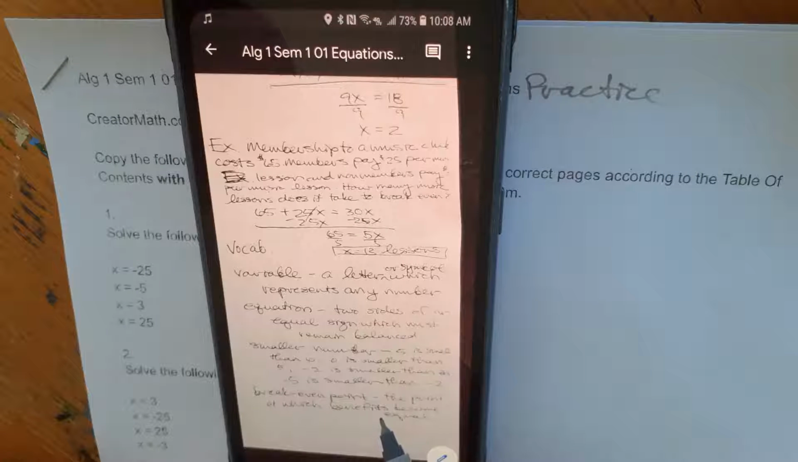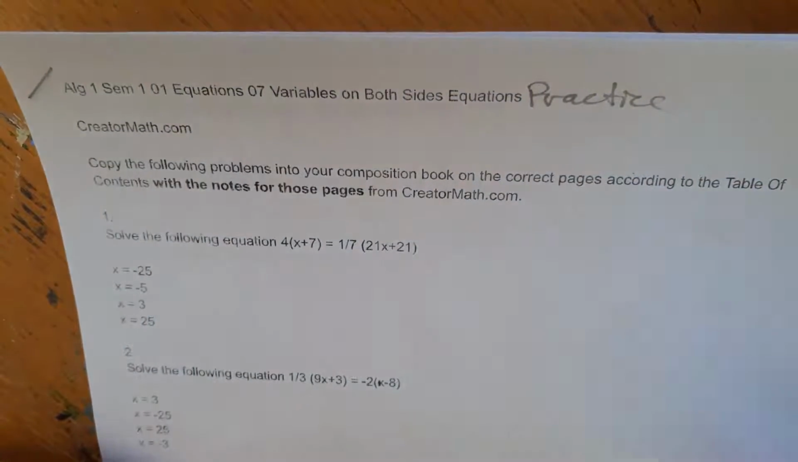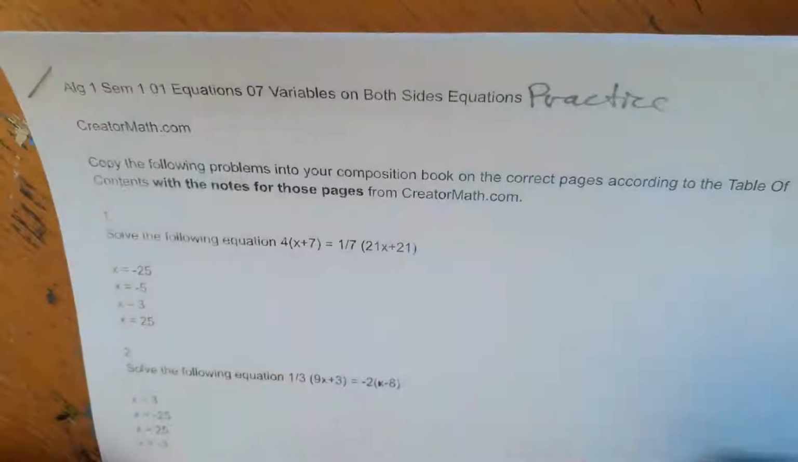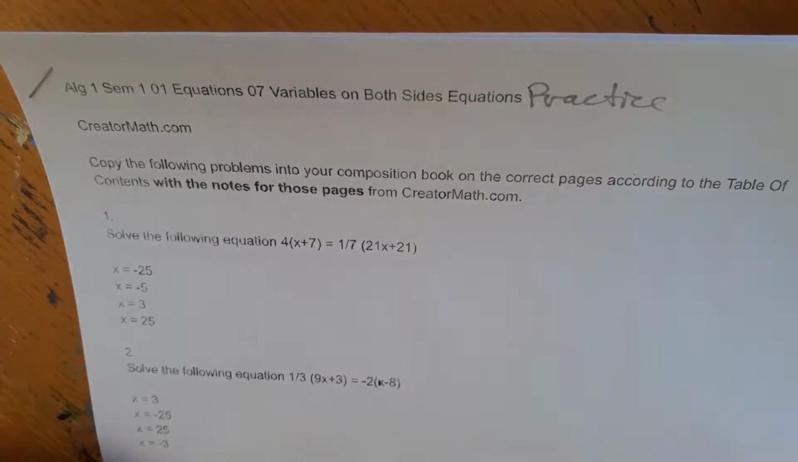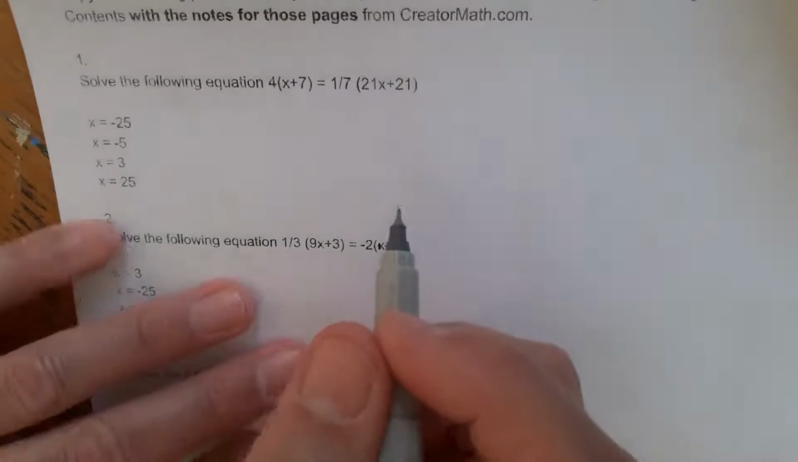So let's say that we started a business and we put in $500 and we make our first $500 back. We're now at break-even point because we haven't made any money yet. Once we make $501, we now have $1 in profit, and therefore we are now making money. So with these notes copied into your composition book, we're going to now turn to the problems and give you a video solution of this.